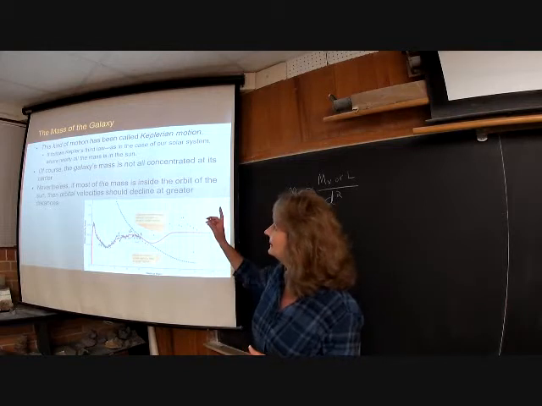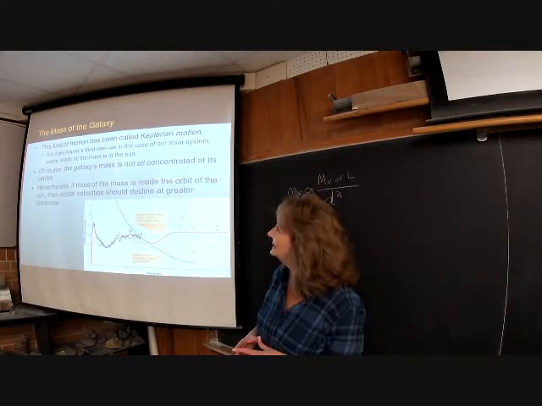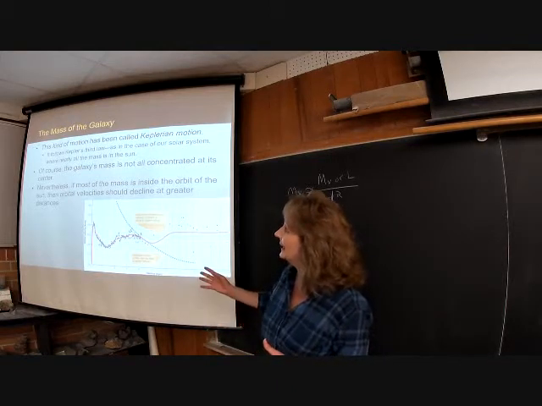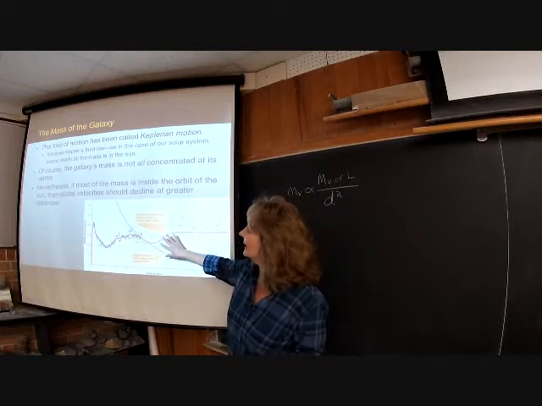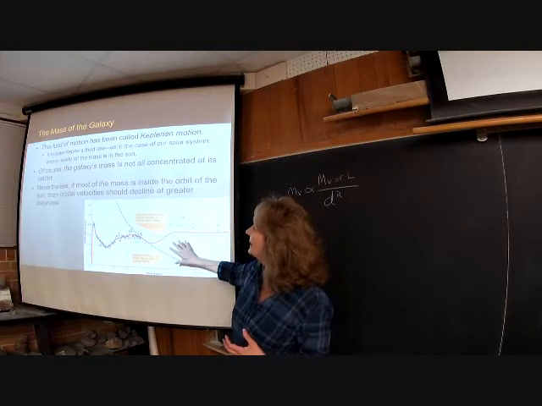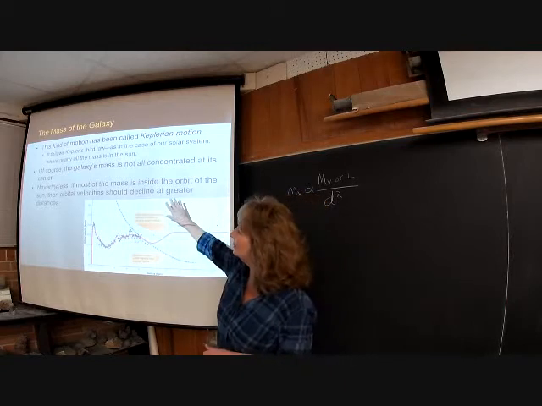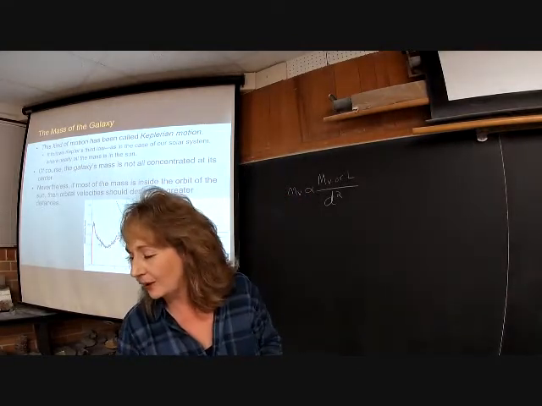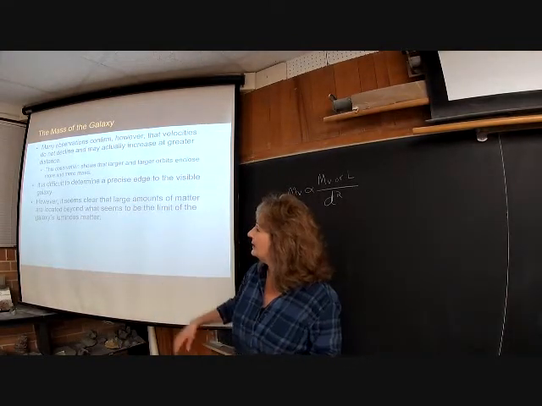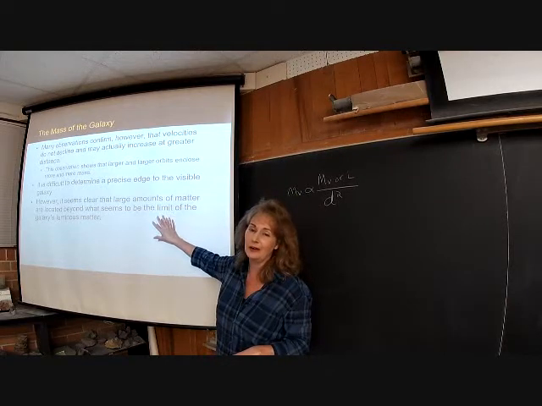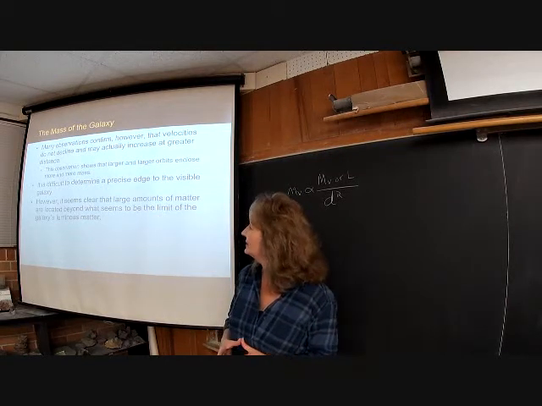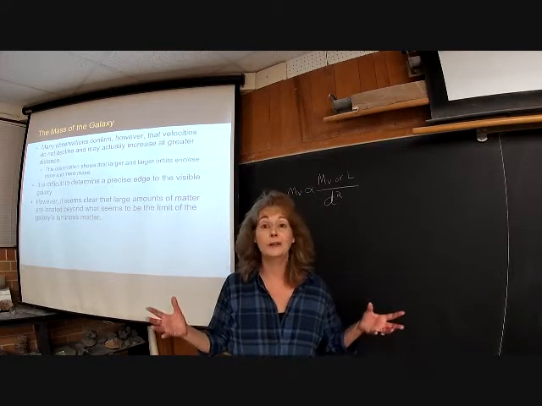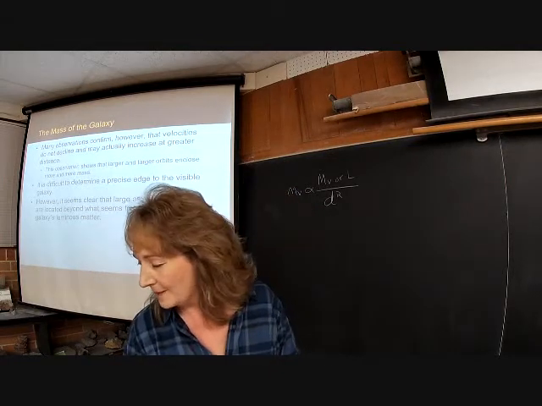Okay, so it really didn't follow that Keplerian motion, right? As in the case of our solar system. So that meant that the galaxy's mass is not all concentrated at the center. And if most of the mass is inside the orbit of the sun, well, you would expect those orbital velocities to decline at greater and greater distances, but that is not what they actually found. And so it does seem clear that large amounts of matter are located beyond what seems to be the limit of the galaxy's luminous matter, so that there's this non-luminous matter we call dark matter.